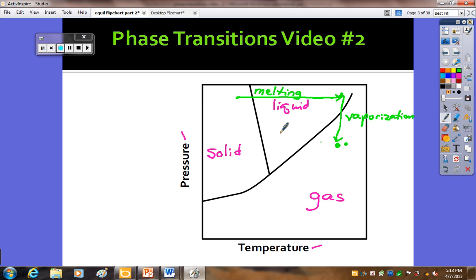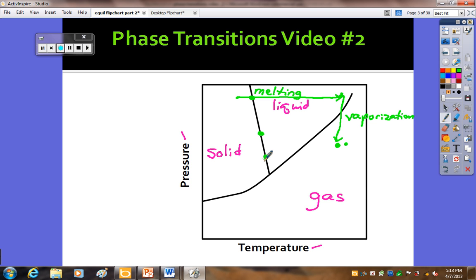Now, as you can see from the diagram, there are multiple places that you can go between a solid and a liquid. So this would be one melting point. But this would also be a melting point, and this would be a melting point. And if we were going backwards, this would be a freezing point, and this would be a freezing point, and this would be a freezing point. So you can have more than one melting point or more than one freezing point.